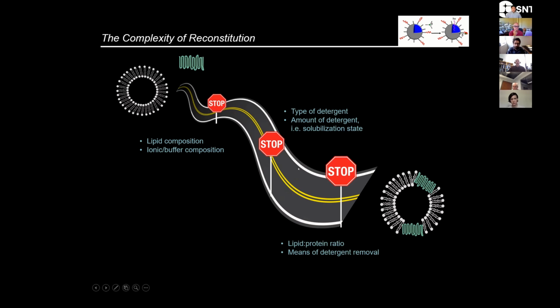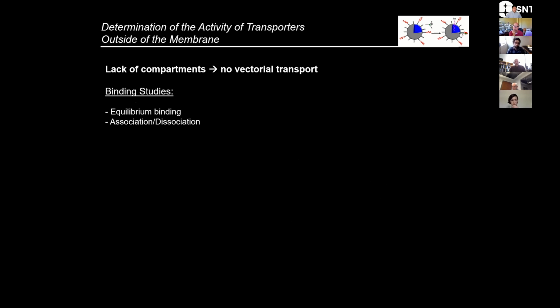And the point is, how do we assess the function of these? Ideally, you start with your membrane prep, and then you go into an artificial system. But as I mentioned, what's with the assessment of the activity, what is key here is you have to realize that there's a lack of compartments. So going from a cell into a non-vectorial environment, meaning you go into a system where you have no inside or outside, you lack the vectorial transport component of these transport proteins.